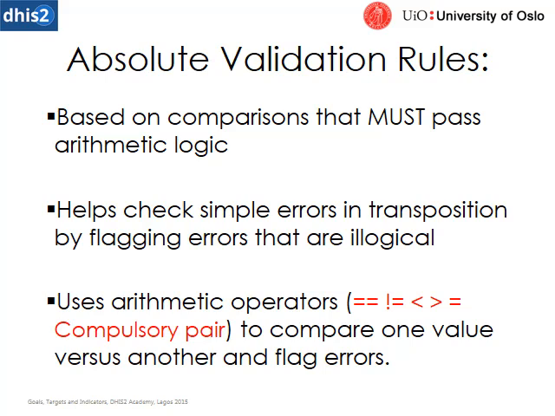So let's look at the specific validation rules we're going to be looking at within DHIS2. The absolute validation rules are based on comparisons that must pass the arithmetic logic. So these are equals to, not equals to, greater or less than, or greater than or equals, or less than or equals. There's also the compulsory pair, which is a very specific relationship. It's similar to equals, but more specific than equals, in that they must always be together and they must always be the same.